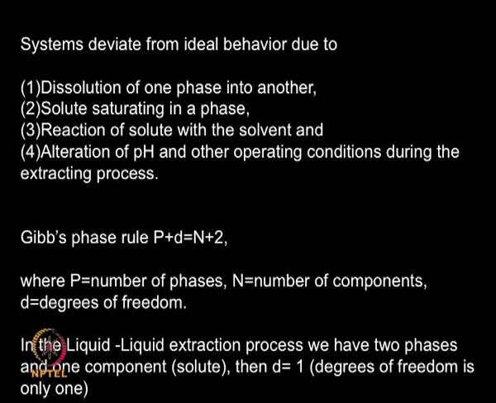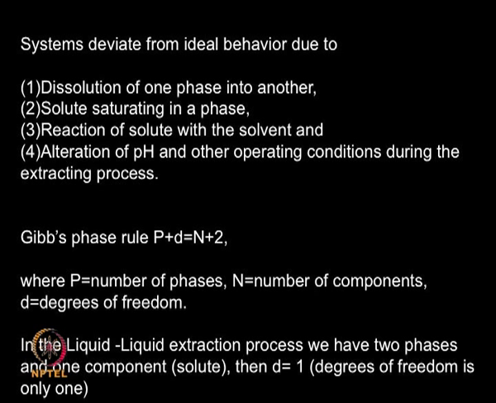Now the Gibbs phase rule says that P plus D is equal to N plus 2, where P is the number of phases, N is the number of components, and D is the number of degrees of freedom. Okay. So what do we have? We have two phases, the feed phase and the solvent phase. Component wise you have one component, that is your solute, which is getting partitioned either into the solvent phase or it is present in your feed or fermentation broth. So if you substitute that, you find that the degrees of freedom D is equal to 1. So you have only 1 degree of freedom.